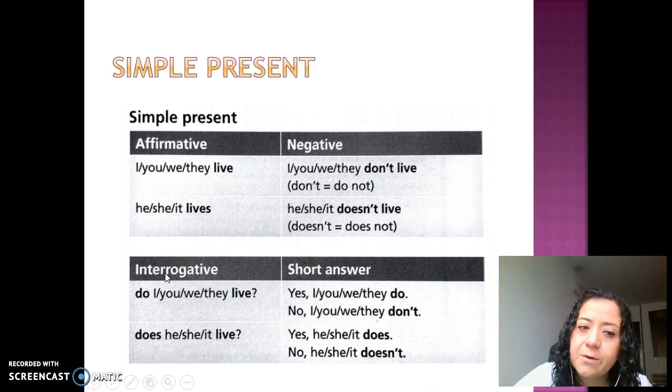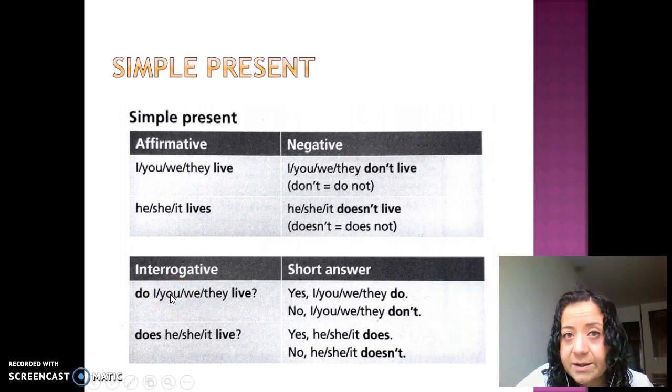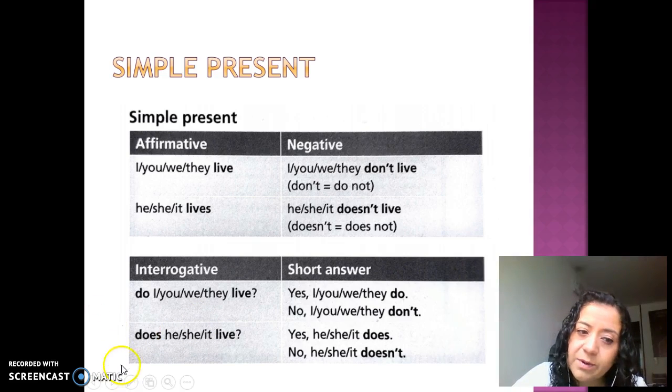In the interrogative form, I, you, we, and they take the auxiliary do. So we have do I live, do you live, do we live, do they live. And in the third person pronouns, we use does. Does he or she or it live? Remember that in the interrogative form, when we have does, we don't have to use the third person S at the end of the verb.